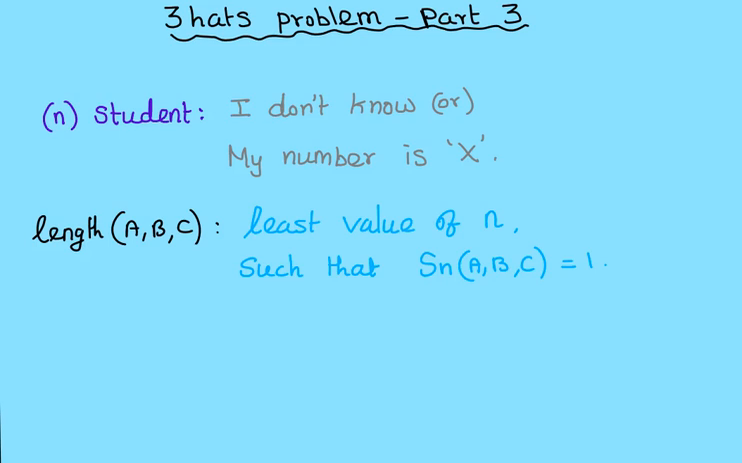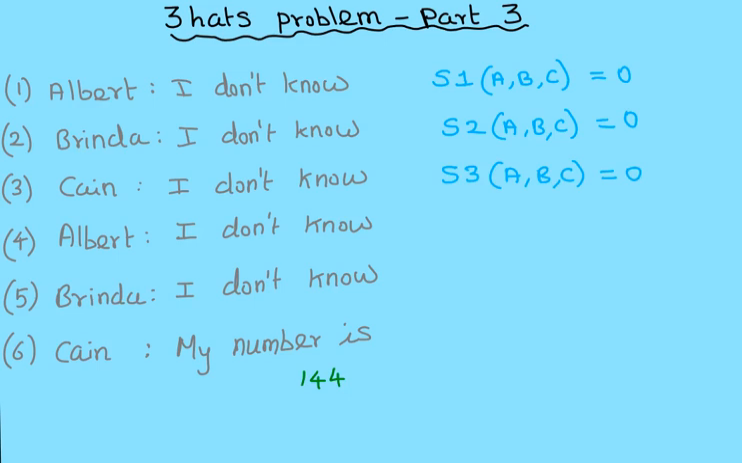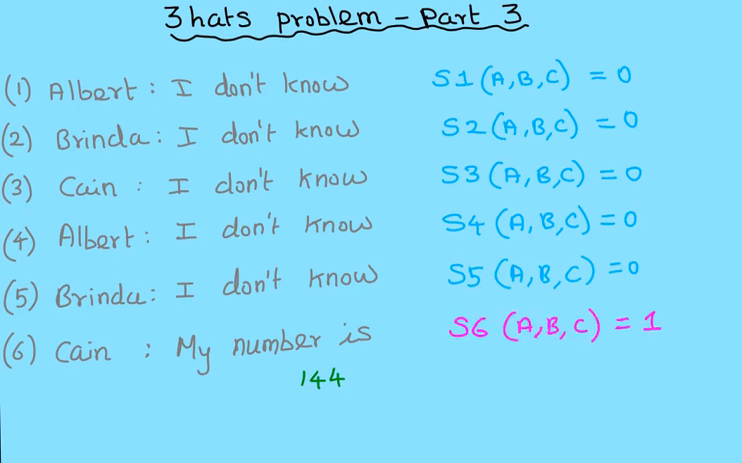For example, in the original problem, statement 1 means S1 of ABC is equal to 0. Statement 2, S2 of ABC is equal to 0. Statement 3, S3 of ABC is equal to 0. Statement 4, S4 of ABC is equal to 0. Similarly, statement 5 means S5 of ABC is equal to 0. And finally, statement 6 means S6 of ABC is equal to 1. So, the length of ABC is 6. Now, we are going to find a way to calculate the values of these statements.